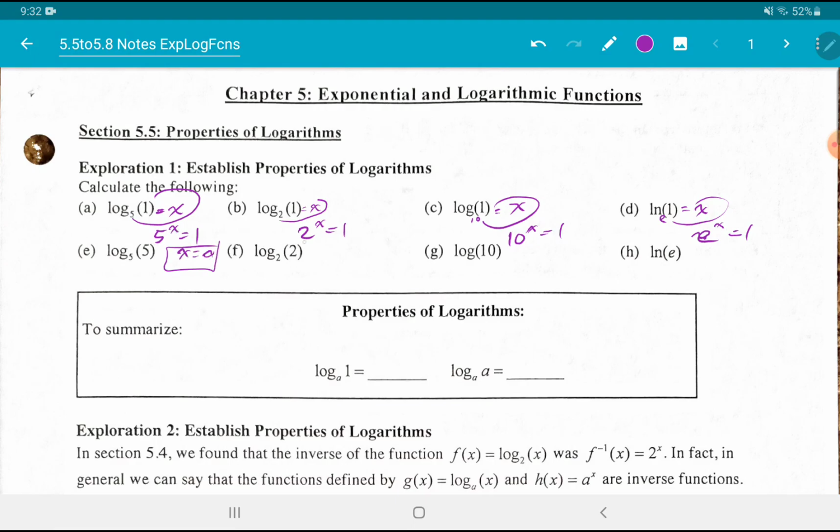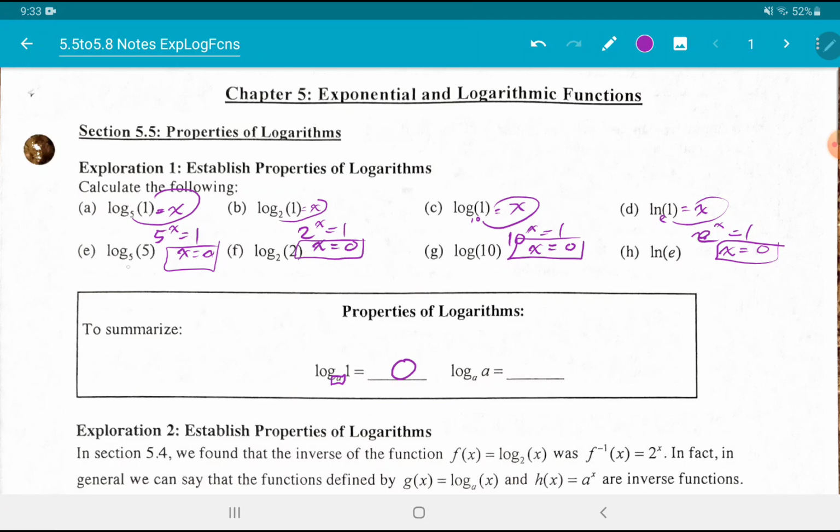So this value is 0. Anything to the 0 equals 1. That's 0. You can see that this just repeats. We're just basically seeing how this property comes about. So basically, you can see here that if you ever have log of any base, it can be any base at all, log base a of 1, you'll always get the value of 0, no matter what.